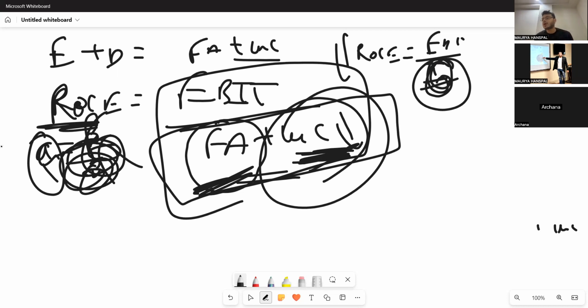So the working capital always has an inverse relationship with the ROCE. EBIT has a positive relationship with the ROCE. Simple mathematics, fractional logic. Okay. So here, this is the impact upon the ROCE.